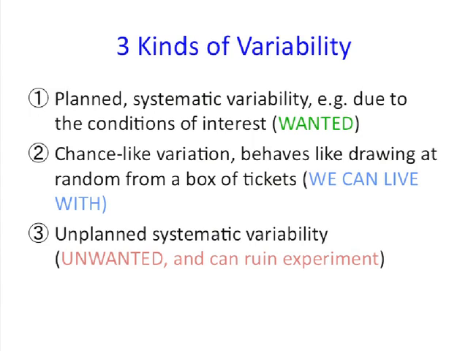Then there's chance-like variability, and that behaves like a random process, like drawing tickets from a box. That's what you're going to learn more about on Monday and Wednesday, is this chance-like variability. Although we might not want it, it's definitely something we can live with. We know how to handle it. We know how to estimate the size of it, and the fact that it's chance-like says that, in particular, that there's no systematic bias in this variability, and so on average it has no effect.